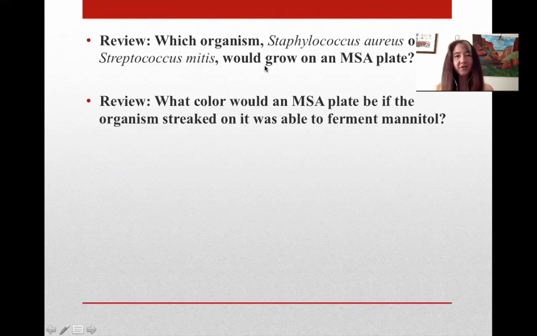So that helps us with this first question of which organism, Staph aureus or Streptococcus mitis, would grow on an MSA plate. Well, we know that the staphs will grow in the presence of salt, whereas the streps will be killed by that salt. So Staphylococcus aureus will be the one to grow on that plate. Now, further, we remember that MSA stands for salt agar, but it also stands for mannitol salt agar. So not only is it a selective agar that suppresses the growth of streps, but it is also a differential agar that differentiates based on the ability to ferment mannitol.